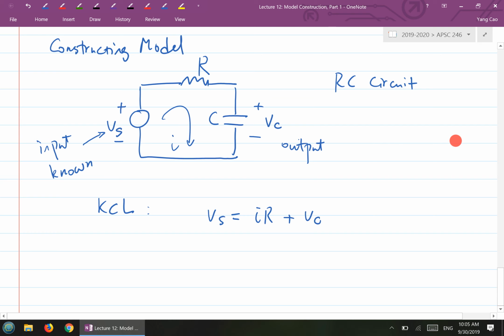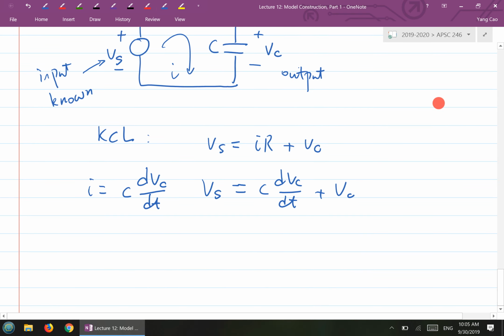Now there's a mixture of I and Vc here. To make it consistent, we know that this current is related to the capacitor like this, as we learned for an individual component. So I'll replace the I like this. So Vs equal to C times dVc over dt plus Vc. This time I'll write it slightly differently. I'll move the derivative to the left side and leave the Vs on the right side.